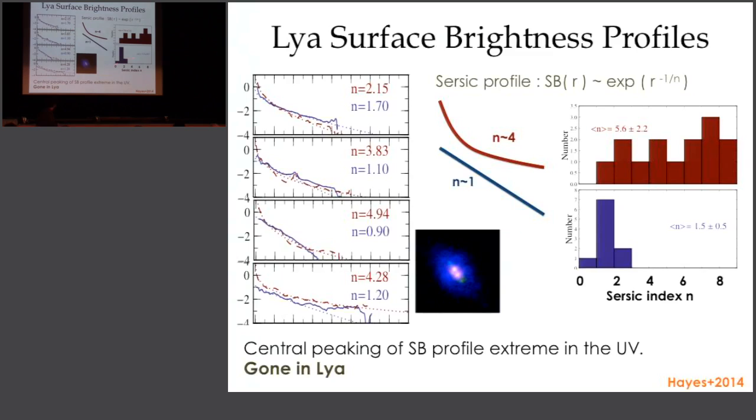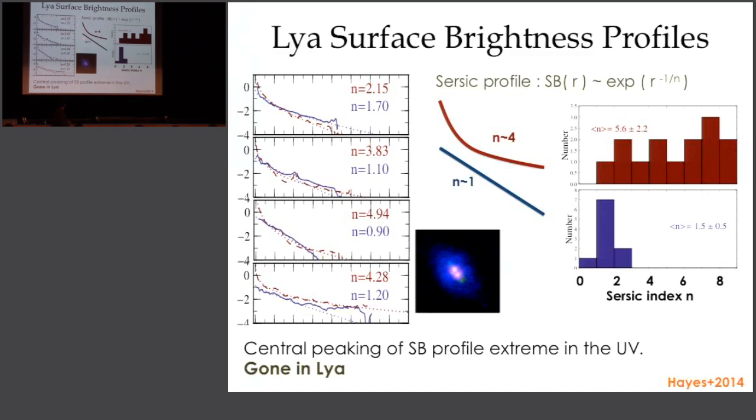And when we plot the histogram of the Sérsic indices of the UV continuum in red and the Lyman-alpha emission in blue, they have very different profiles. Here we have an average value of 1.5 in Lyman-alpha, close to exponential. And in the UV continuum we have an average value of 5-ish, which is rather close to the de Vaucouleurs profile. It's also what's been shown in ULIRGs. Let's not speculate too much about why it's so large.